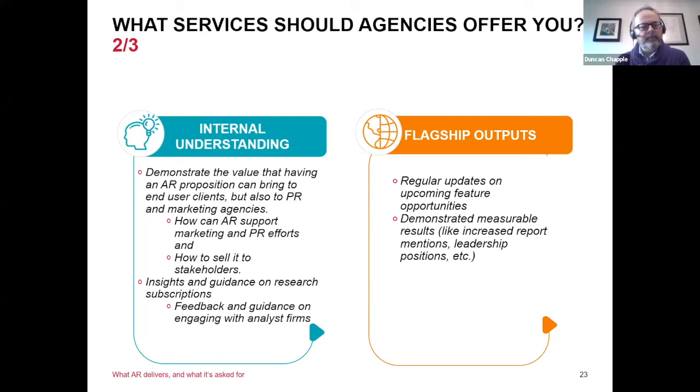When we look at the secondary issues that people think they might be able to help analysts with, they spoke about internal understanding and they spoke about flagship outputs. Initially, when I thought internal understanding, I thought that would be about understanding of analyst insights. But actually, it was not. It was developing internal understanding of the analyst relations process itself. That is what they felt that agencies were struggling to do, and where they needed the help of agencies.